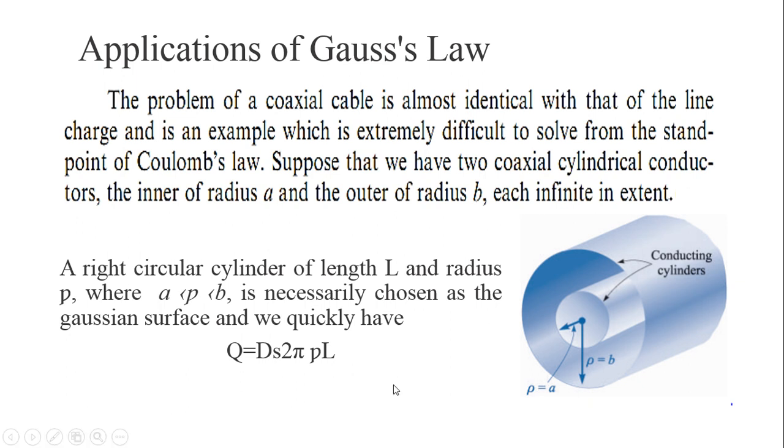इसी तरह अगर हम Gaussian surface इस तरह select कर लें कि उसका जो radius है rho is less than a. If rho is less than a, it is actually enclosing no charge. The charge content inside the Gaussian surface will actually be 0. और जब charge content 0 होगा, so the electric flux density inside the inner conductor will also be 0.